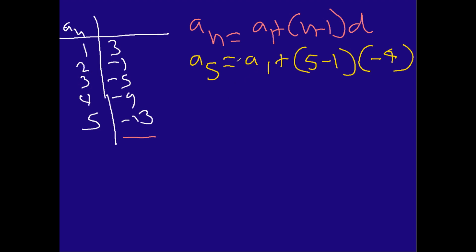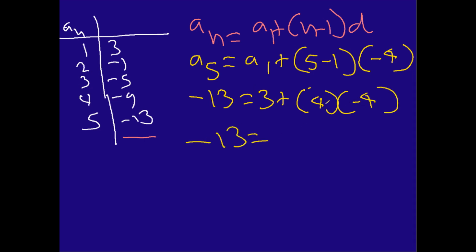And so now let's see if we can substitute some things in here. So a sub 5 is going to be -13. A1 is 3. So -13 equals 3 plus, now 5 minus 1 is going to be 4, times the -4 right here. Let me simplify some more. So -13 again equals 3 plus 4 times -4, which is -16. And so now we have 3 plus -16, or we can rewrite that as 3 minus 16, and you can see that -13 equals -13. Nothing surprising there. So we know it works.